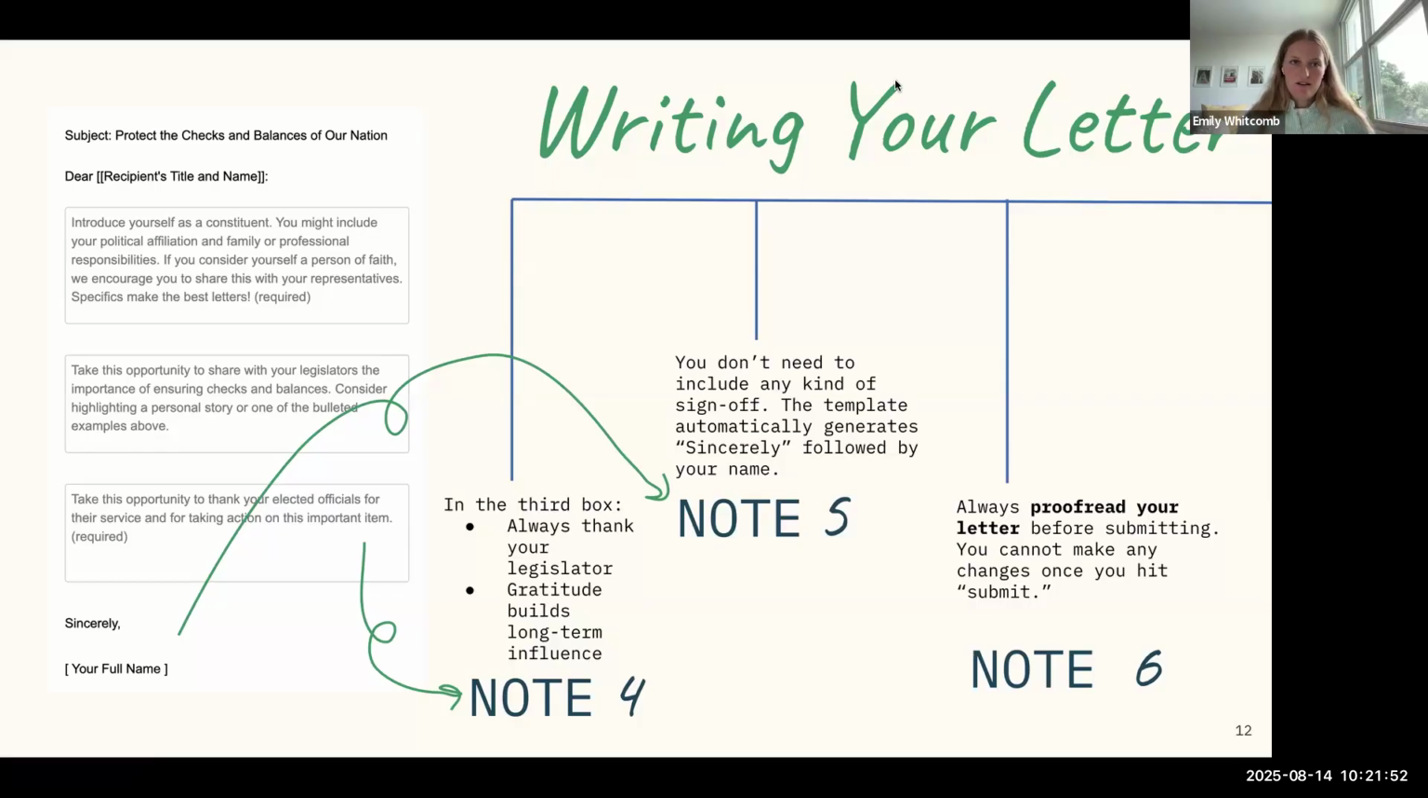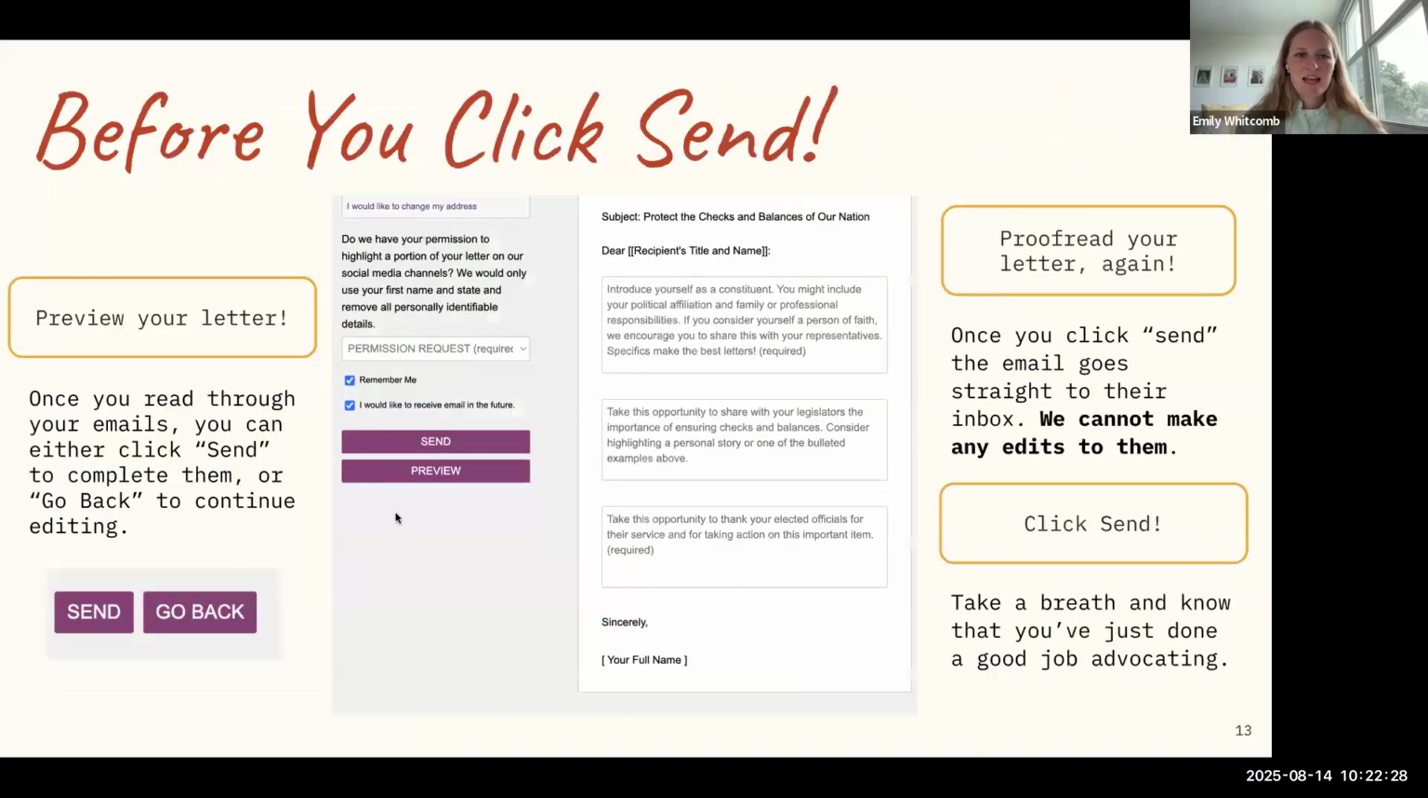The next note that I'll include is to always proofread your letter before hitting submit. If you make any spelling errors or you forget to include something, once you hit the submit button, we aren't able to make any changes to your letters through the system that they're sent through. They're just automatically sent straight to the inbox of your legislator's office. So we advise you to proofread just in case you've made a small mistake.